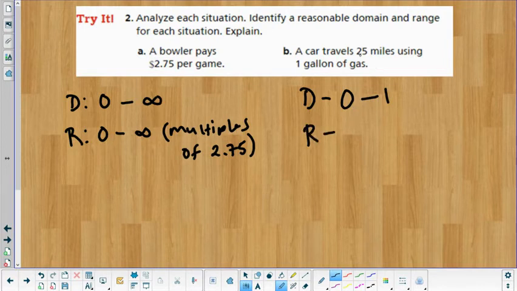And our range, they travel 25 miles. You can go from 0 to 25 miles. Okay, so think about what's reasonable. In this case, our bowler would be discrete data. You cannot spend money that is in between 275s. You wouldn't play part of a game. They're still going to charge you whether you play half a game or a whole game. This one over here, we can have part of a gallon. We can have part of a mile. So this would be our continuous data.